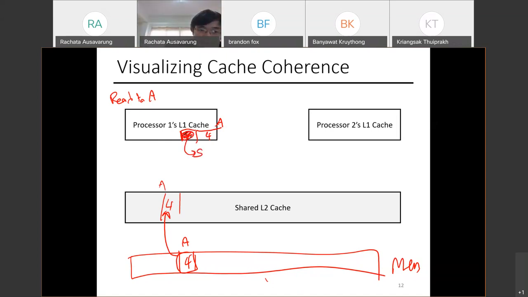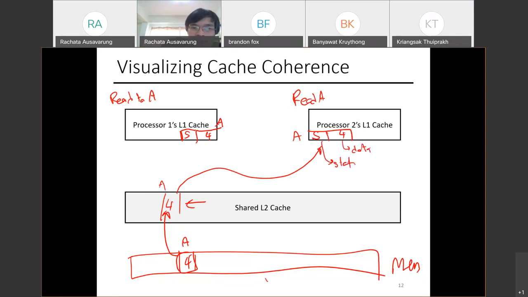Why is it shared? The name might sound confusing, but essentially the reason this is a shared state is that this is a copy that I have. It is the most updated copy, and I can share it with someone else. No one modified the value yet, so if anyone else wants to read this address A, for example processor 2 says, I read A, what will happen is you go look up in the cache and, oh okay, A is here. So you bring the data over to here, address A, shared, 4, right? This is the data. This is the state. It is shared.